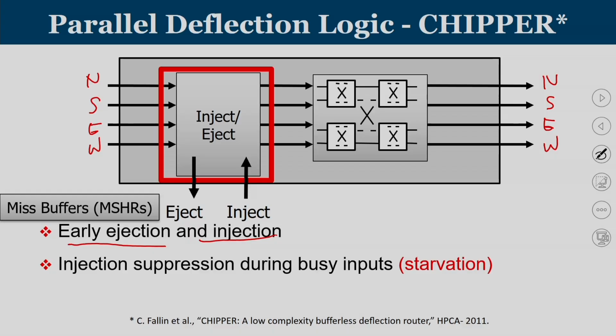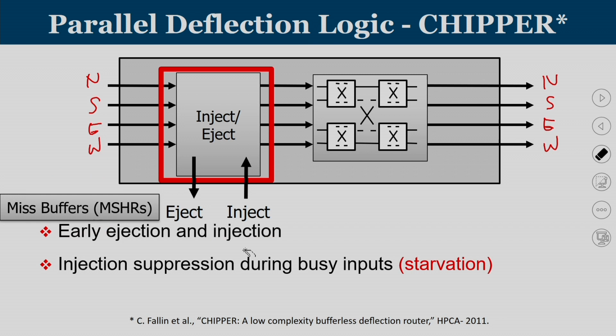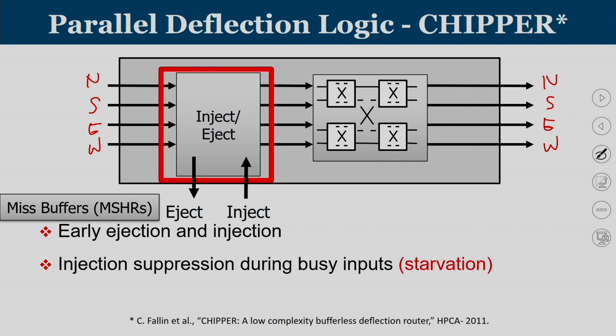Cache misses are recorded in miss buffers, the MSHR, miss status holding registers, and injection suppression happens whenever the input port is busy. The idea is I cannot inject any flit if all the input buffers are full. A flit that is going to be injected has to occupy one among these channels. If all these channels are full or containing some valid flits, then I cannot inject. So, injection is possible in a bufferless deflection router only if one of the input channels is idle.